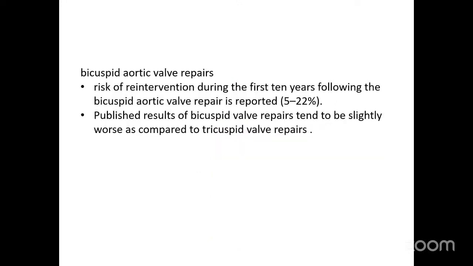In a study for the bicuspid aortic valve, it was found that the risk of reintervention during the first 10 years following bicuspid aortic valve repair is reported to be 5 to 22%. Published results of bicuspid aortic valve repairs tend to be slightly worse as compared with tricuspid valve repair.